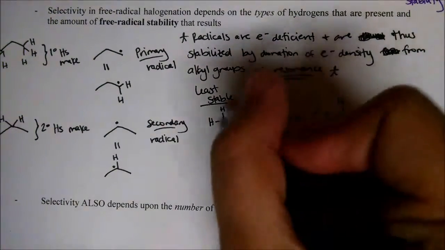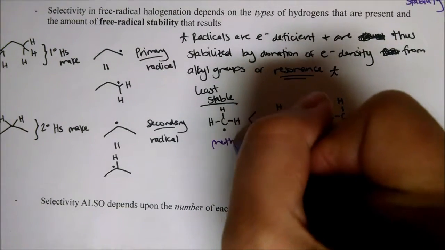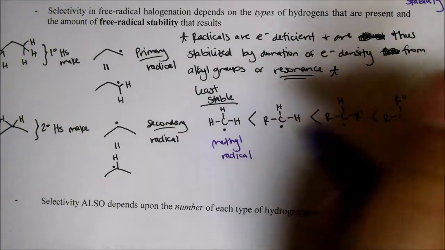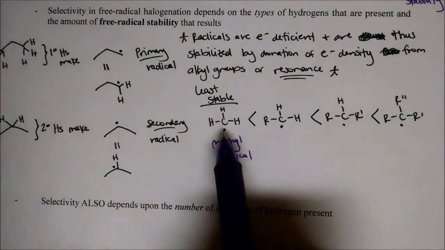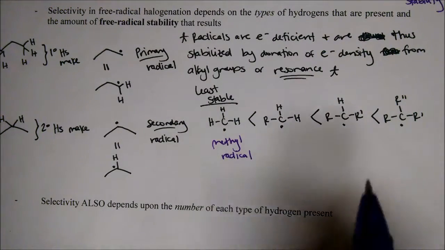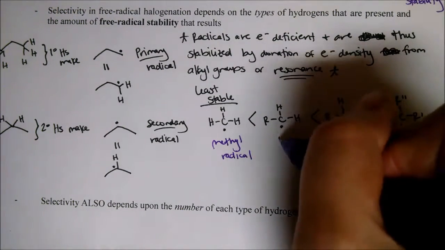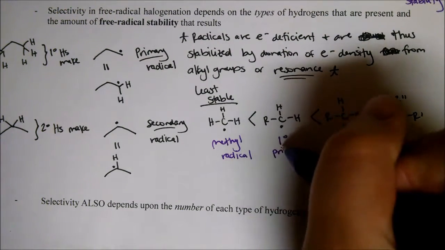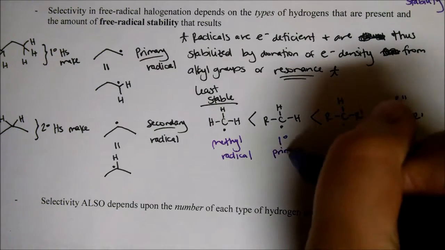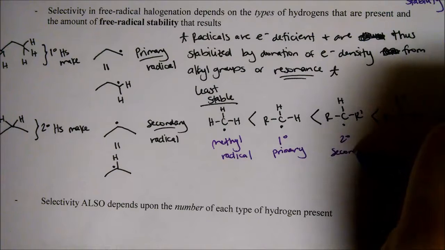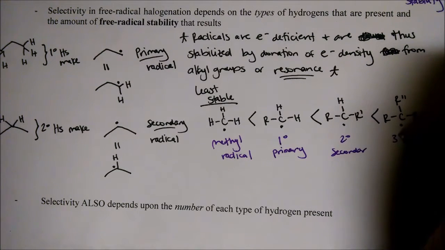But let's label these again. The methyl radical is the least stable because there's nothing to donate electron density to make it more stable. Again, radicals are electron deficient, so the more alkyl groups or more electron density they can have, the more stable they will be. So this is a primary radical, here's secondary, and tertiary.